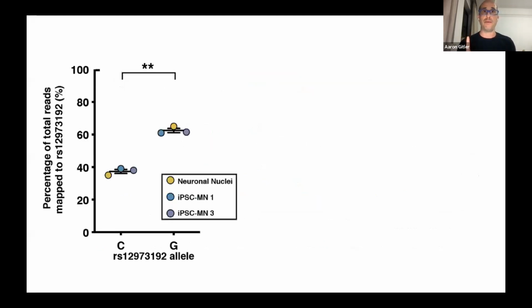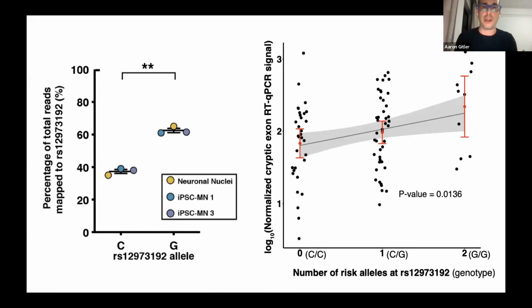So Rosa was very clever. She realized that some of her samples that she downloaded from the web could be from individuals that were heterozygous for the risk and the reference allele. And if so, she might see an allele imbalance in the cryptic exon. And indeed, in our RNA-seq samples, she sees more RNA-seq reads with the cryptic exon harboring the G or risk allele. And then she did this in a systematic way with the Mayo Clinic Brain Bank data. And she could see as you go from 0 to 1 to 2 risk alleles, you have an increase in the cryptic exons.